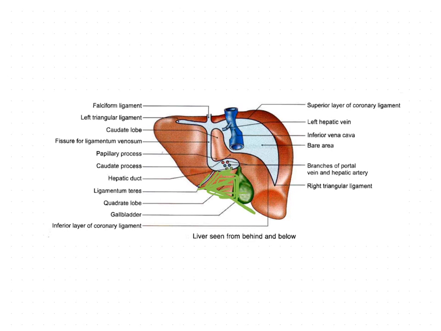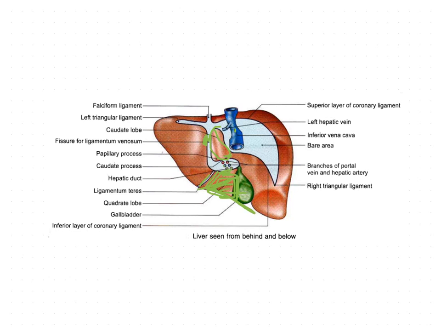Now we will see another lobe called the caudate lobe. It is chiefly situated on the posterior surface of the liver and its lower end is seen on the inferior surface. So this is the caudate lobe. It is bounded on the right side by the groove for the inferior vena cava, on the left side and above by the groove for the ligamentum venosum, and below and in front by the porta hepatis or hilum of the liver. So these are the lobes of the liver.